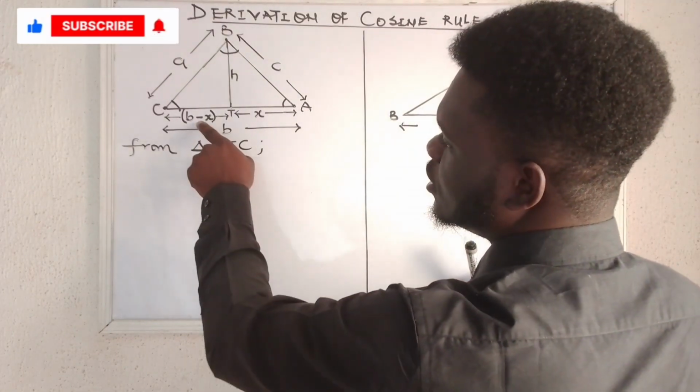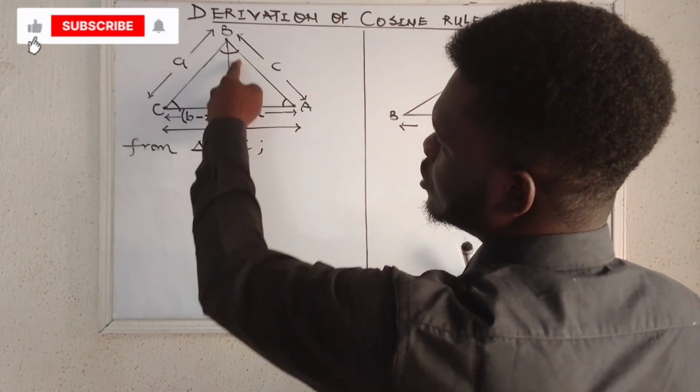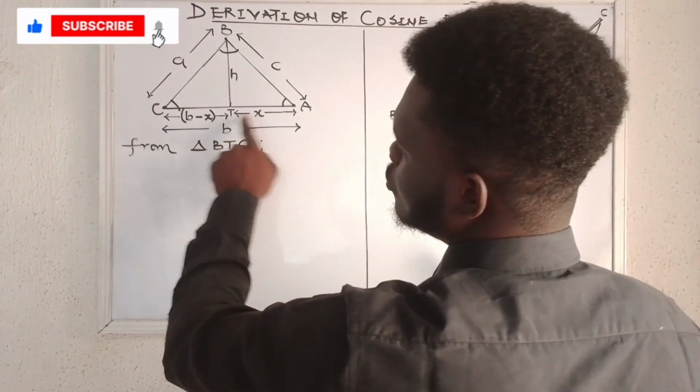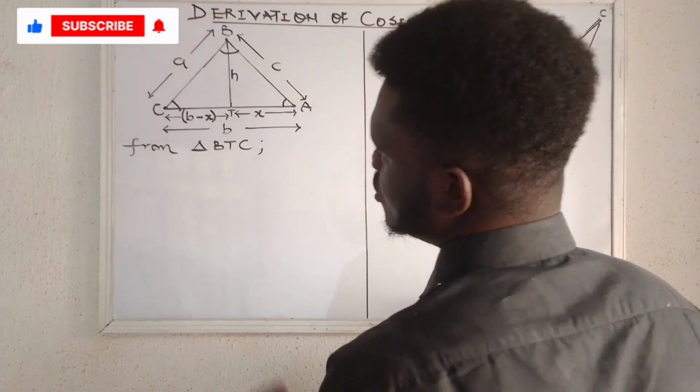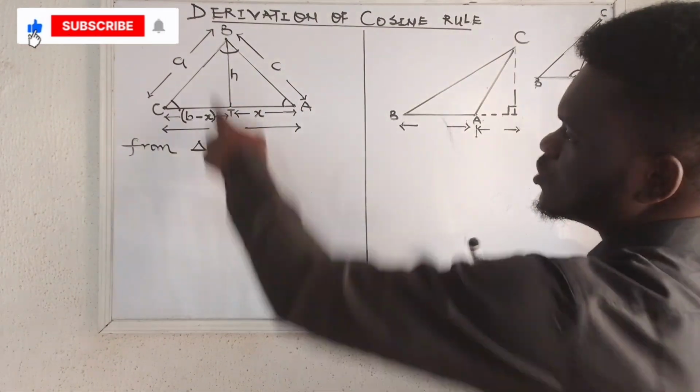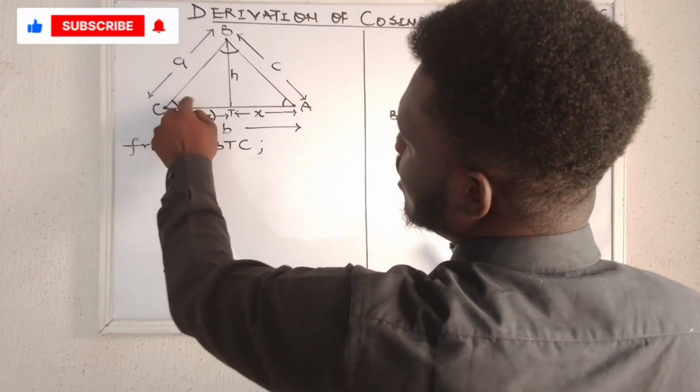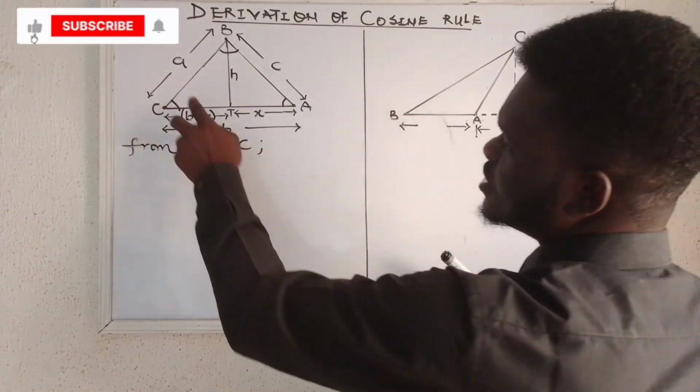What is the A? The A could be the opposite, while the B is the adjacent, and the C is always the hypotenuse. So this is the hypotenuse because we are taking this C as an angle here. Yes, we are taking this C as an angle.